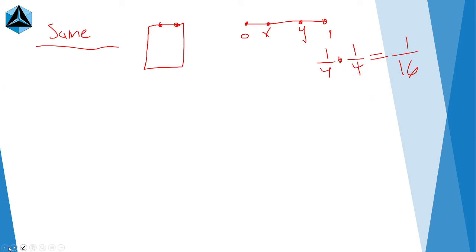So what if they were on opposite sides? In this case, oh, my thing glitched out. Don't know why I drew something there. There we go. So we have this and we have opposite sides.